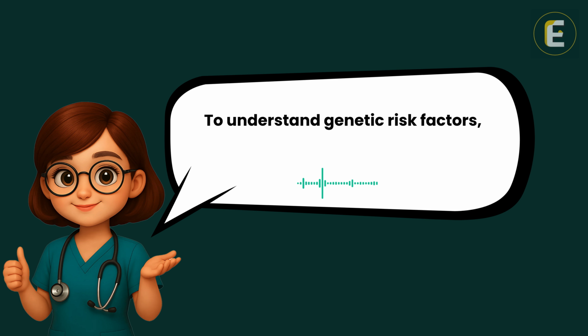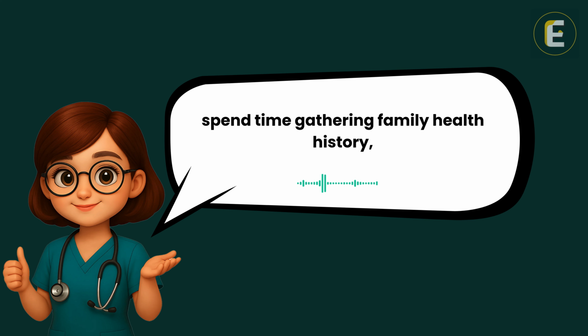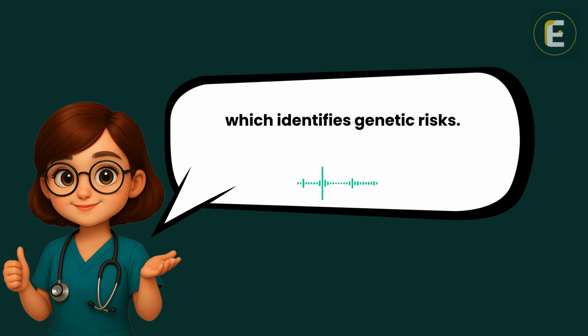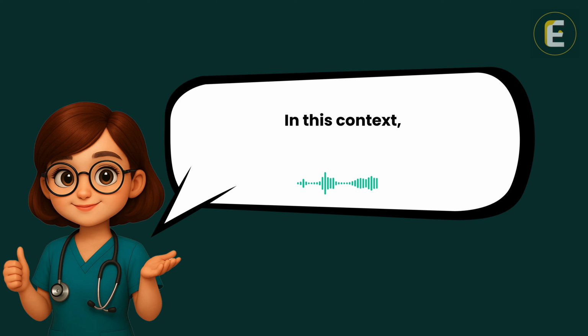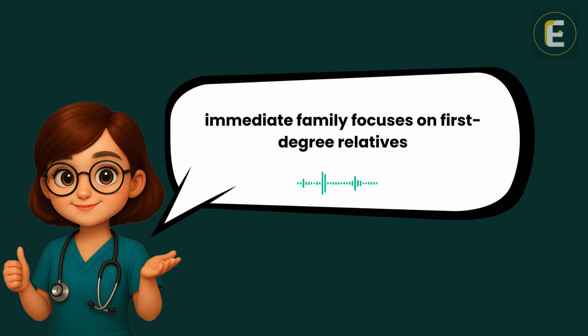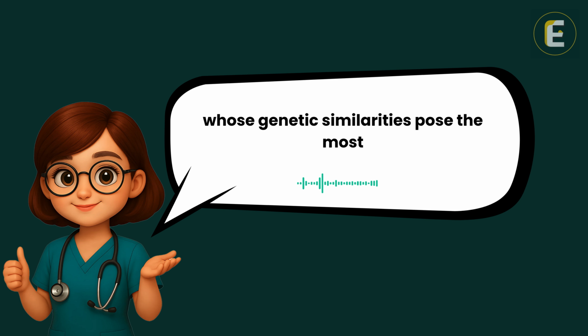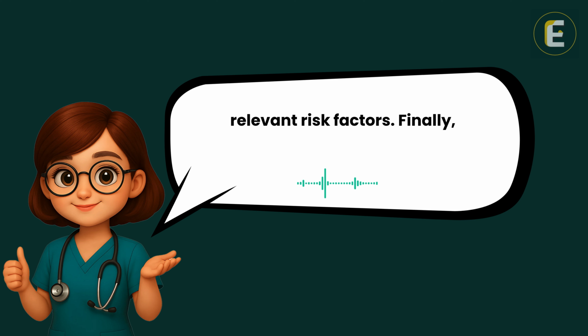To understand genetic risk factors, spend time gathering family health history, which identifies genetic risks. For example, is there a history of heart disease, cancer, or diabetes in your immediate family? In this context, immediate family focuses on first-degree relatives whose genetic similarities pose the most relevant risk factors.